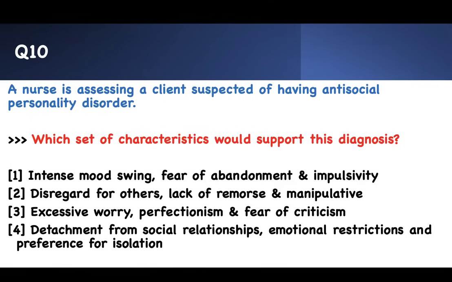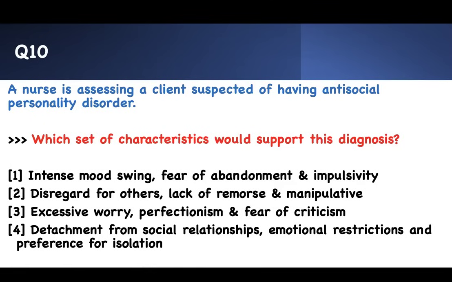Which one is it? Intense mood swings, fear of abandonment and impulsivity; disregard for others, lack of remorse or manipulative; excessive worry, perfectionism or fear of criticism; detachment from social relationships, emotional restriction, and preference for isolation. This is psych mental health, testing your personality disorders. What do you think? Antisocial disorder is somebody who breaks rules. Therefore, disregard for others, lack of remorse, and being manipulative is key.